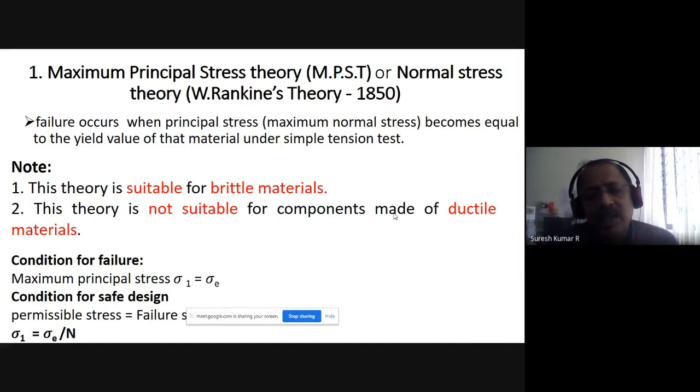So let us say epsilon 1 reaches 2 first, before sigma 1 reaches 100, before tau maximum reaches 50, before total strain energy reaches 500, before distortion energy reaches 400. If epsilon 1 crosses 2, then the material undergoes failure because of the maximum strain theory. Now this is about the different types of theories.